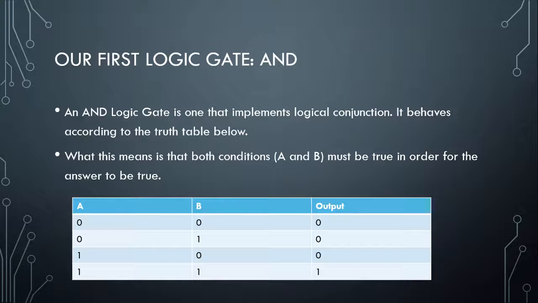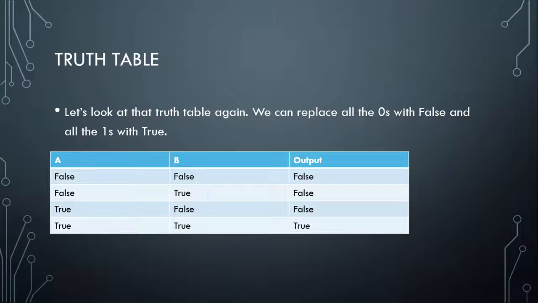Now, it's a little bit harder necessarily for us humans to look at this with numbers, so let's actually put this in terms of true-false, which is a lot easier for our brains to process. So here's that same truth table. And we went and replaced all the zeros with false and all the ones with true. So this actually makes it a little bit easier for us to look at. So A is false, B is false, the output is false. A is false, B is true, the output is false. A is true, B is false, the output is false. And lastly, when A is true and B is true, then the output is true.